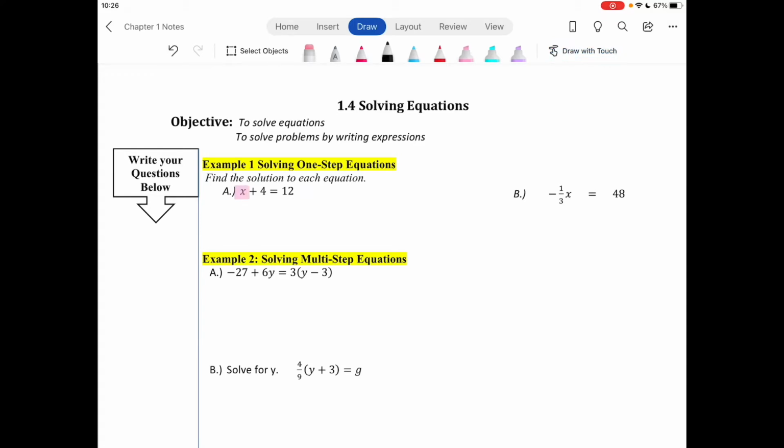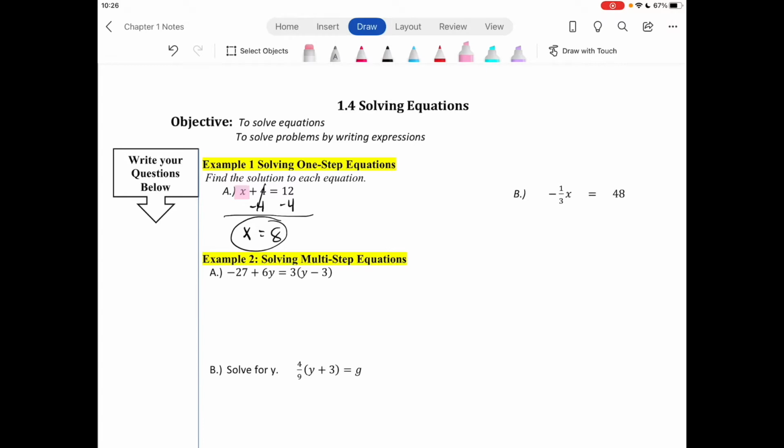So here we have x. We need to get rid of this plus 4. In order to get rid of something, you need to do the opposite operation. Since we're adding 4, we're going to subtract 4, and we do it to both sides in order to keep it all balanced. That means we're going to get x is equal to 8.